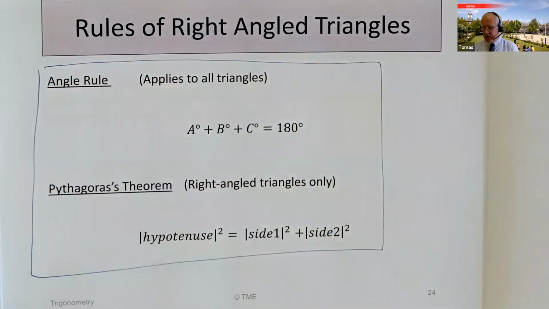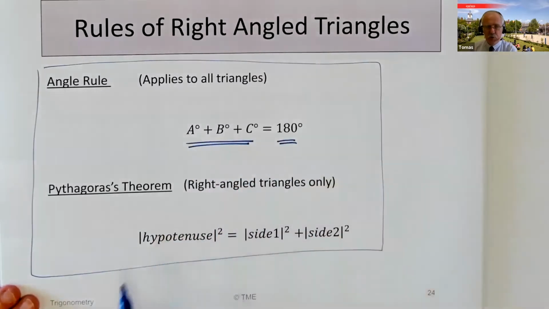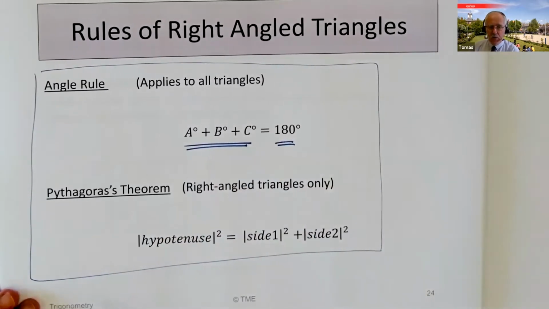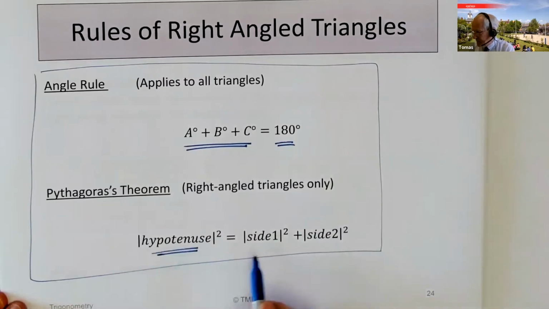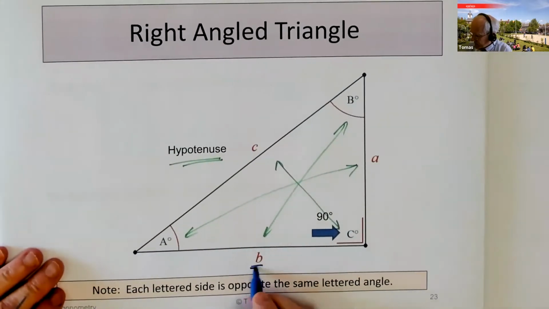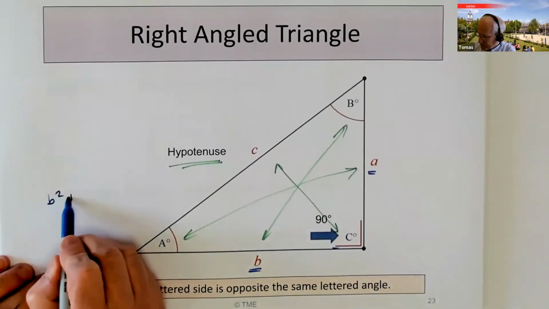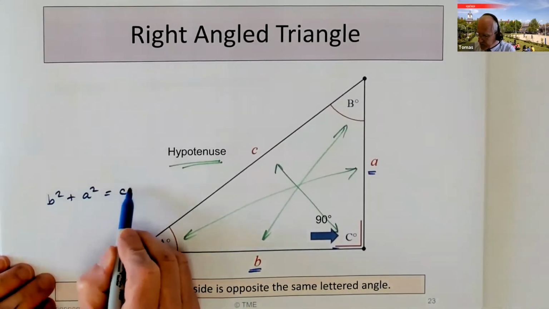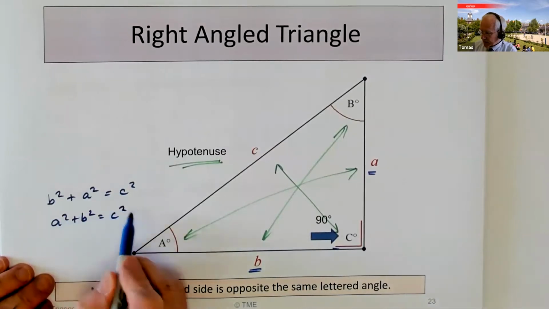You have a toolbox that says A plus B plus C, the three angles, add up to 180. Also, you have Pythagoras' theorem that says the square of this side is equal to the sum of the squares of the other two sides. So for example here, if this is the 90-degree angle, Pythagoras says b squared plus a squared is c squared, or a squared plus b squared is c squared, depending on which way you write it.